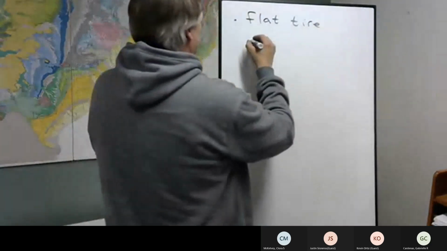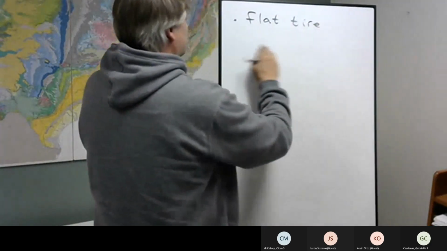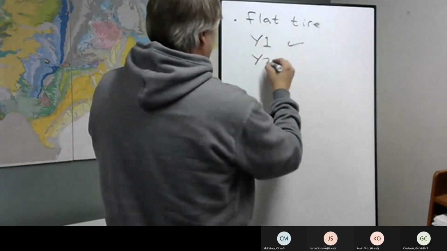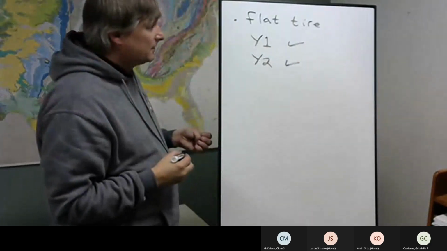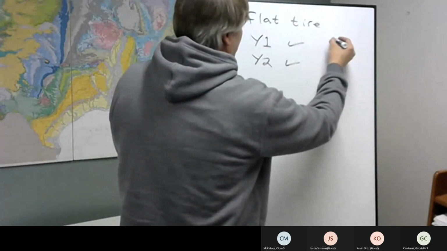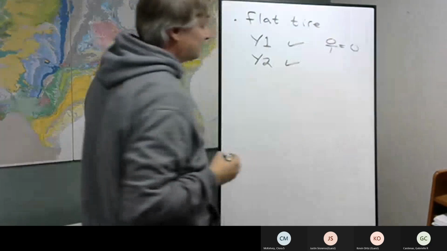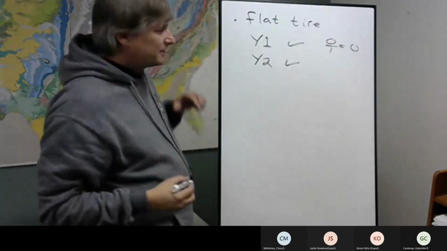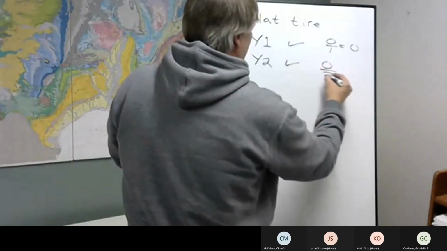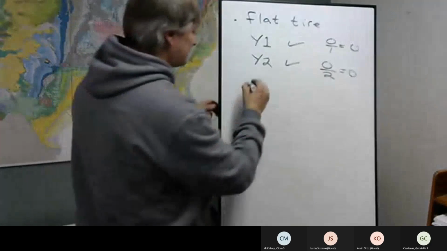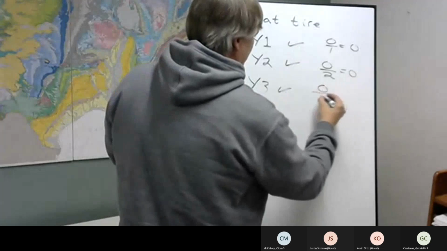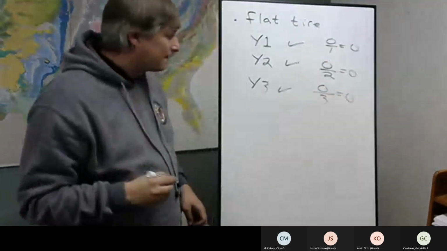So years, I'll say year 1, you're okay, no flat tire. Year 2, you're okay, no flat tire. So right now, if you look at the probability of getting a flat tire, well, it's going to be 0 out of 1, 0. Year 2, no flat tires. So you have 2 years, no flat tires on any of these. So 0 in the event, 2 in the sample space, we're still at 0. Year 3, doing good. No flat tires, so the event has 0, sample space has 3, we have 0.